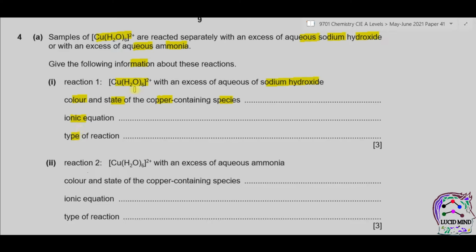Now let's see, in the first reaction, Cu(H2O)6 2+ reacts with an aqueous solution of sodium hydroxide, so we can write the ionic equation. Cu(H2O)6 2+ plus sodium hydroxide, which will provide OH negative ions, and this gets converted into copper hydroxide, which is the precipitate, along with water molecules.